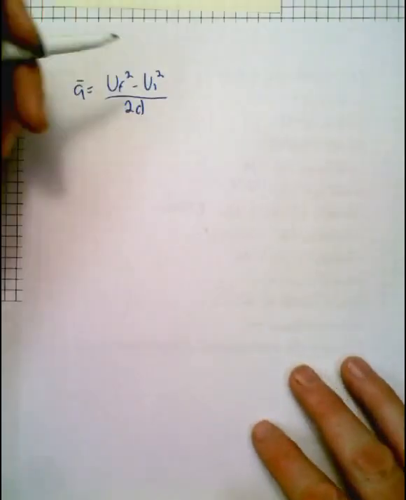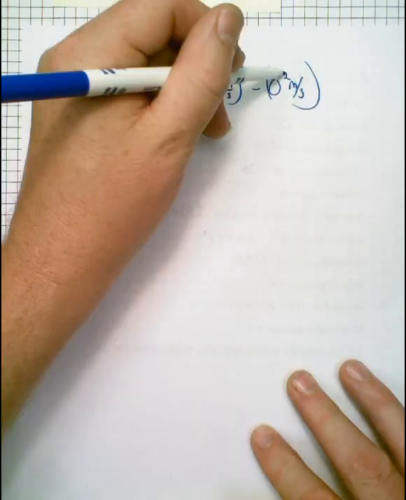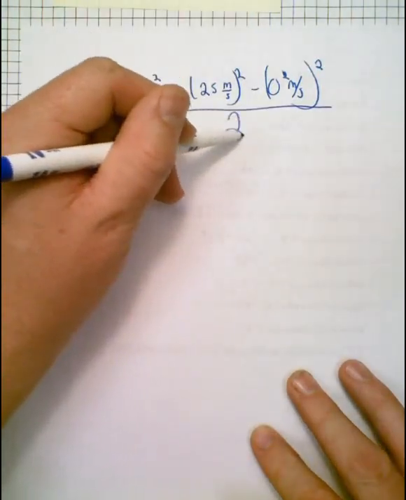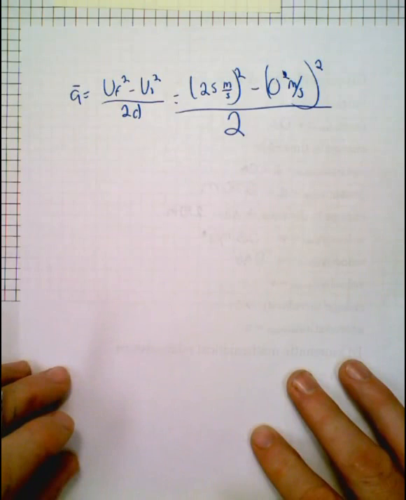A equals velocity final squared minus velocity initial squared, over 2 times the distance. We go over here, we have 250 meters, and we have a 25 and a 0. So this becomes 25 meters per second squared minus 0 meters per second squared, divided by 2 times the distance, which was 250 meters.